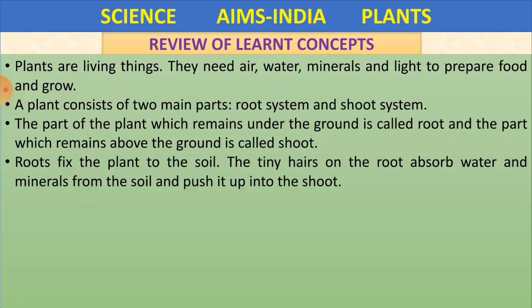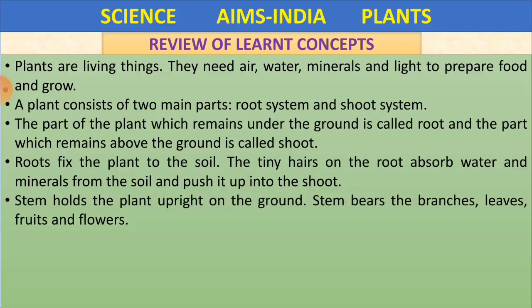What are plants, children? These are all what we have learnt in the beginning. What are plants? They are living things. And what do they need? They need air, water, minerals and light to prepare food and grow. As we human beings need food, water and air to live, even plants need all these to grow. And a plant consists of two main parts.